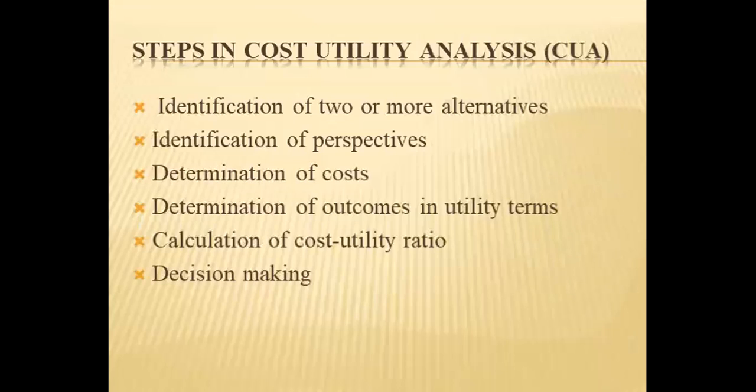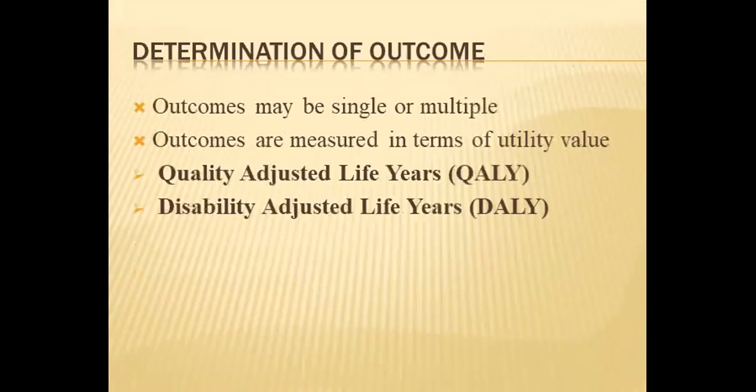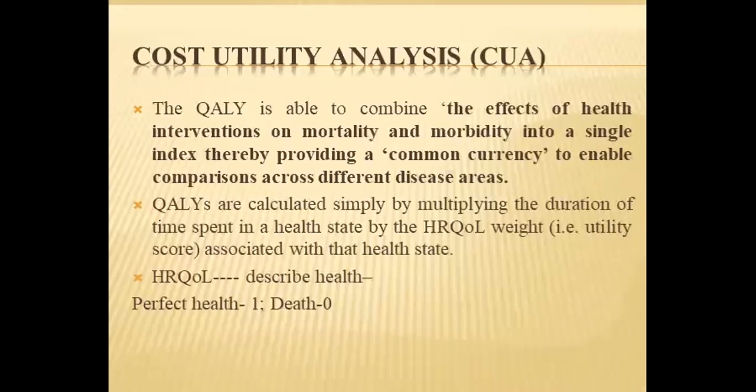The steps are: identification of two or more alternatives, identification of perspective, determination of cost, determination of outcomes in utility terms, and calculation of the cost utility ratio and decision making. The outcome is measured in quality adjusted life years or disability adjusted life years.